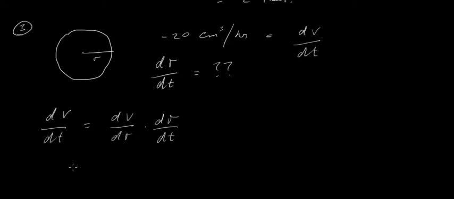So what have we got? We know that this is minus 20. We're looking for dr dt. What we don't have at the moment is dV dr. So how are we going to work this out? We have 3 things in this equation and we need to find one of them, so we need the other 2, and we only have one of them. How are we going to find that? Well, it's the volume and the radius we need to look at.